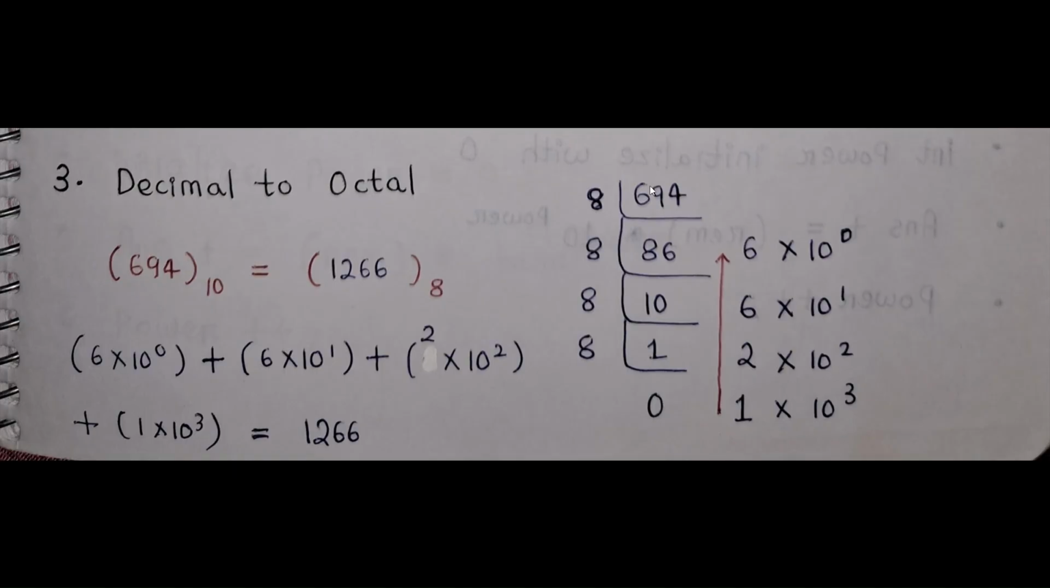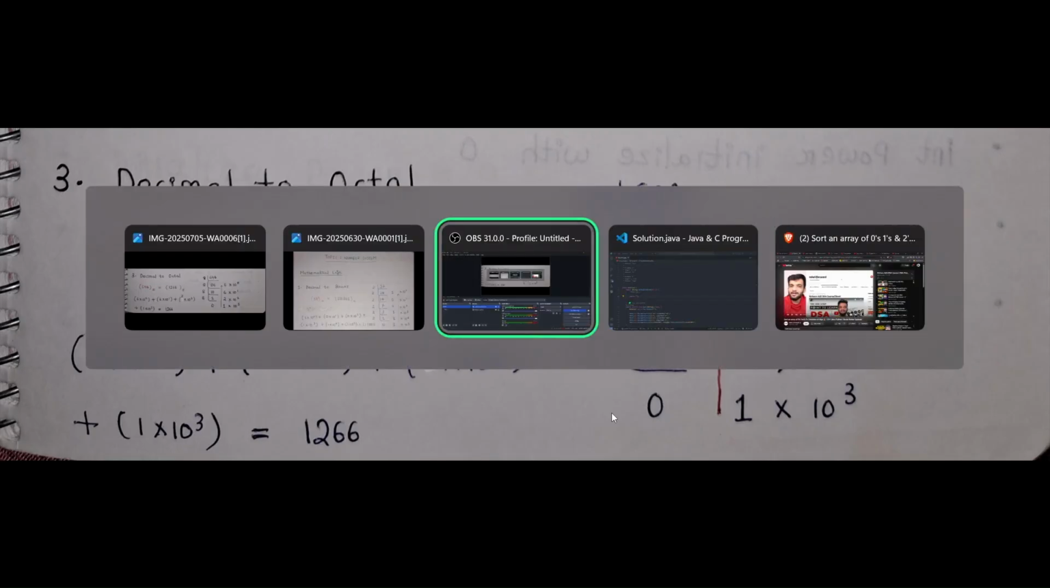And until how many iterations will the loop continue? Until the n value does not become 0. So now let's move into the code editor and code out the problem.